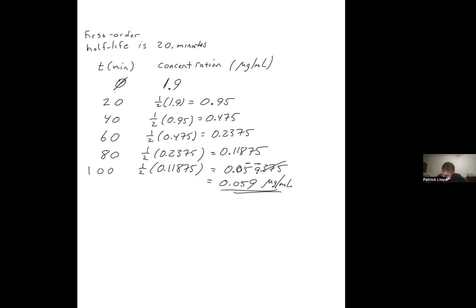After 100 minutes, we would have, roughly, what is this? 50, 25, 12 and a half, 6, about 3% of what we originally had. You just go down by halves.